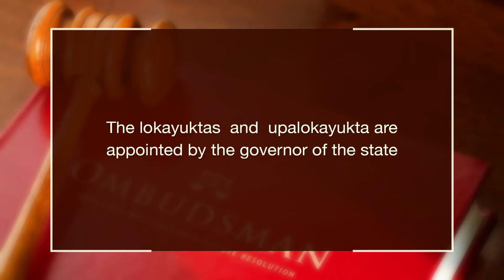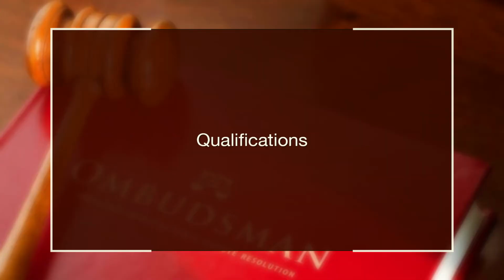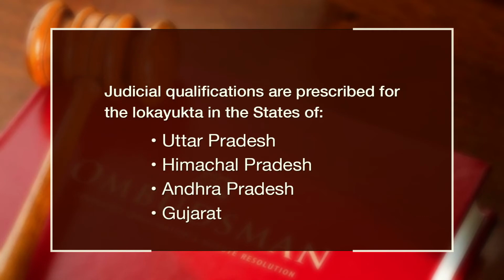Lokayuktas and Uplokayuktas are appointed by the Governor of the state. While appointing them, the Governor in most states consults, number 1, the Chief Justice of the state, number 2, the leader of opposition in the state. Talking about the qualifications, judicial qualifications have been prescribed for the Lokayukta in the states of Uttar Pradesh, Himachal Pradesh, Andhra Pradesh, Gujarat, Orissa, Karnataka, Assam, but no specific qualifications are prescribed in the states of Bihar, Maharashtra and Rajasthan.